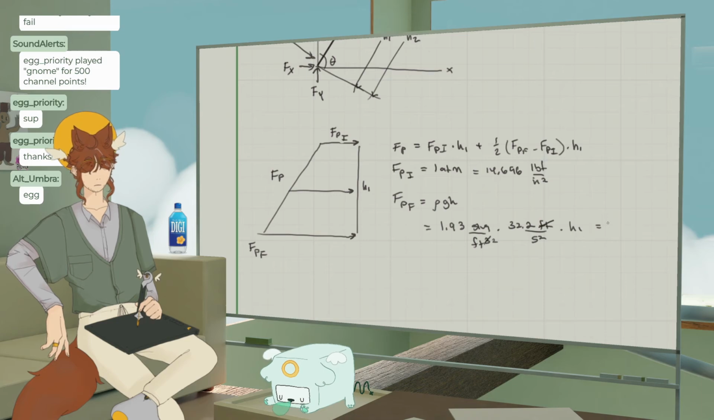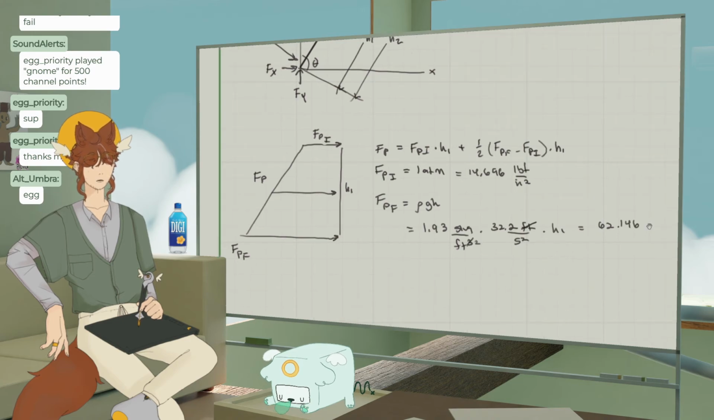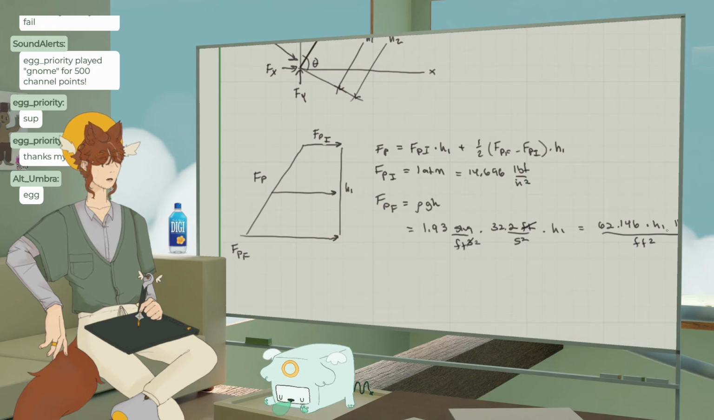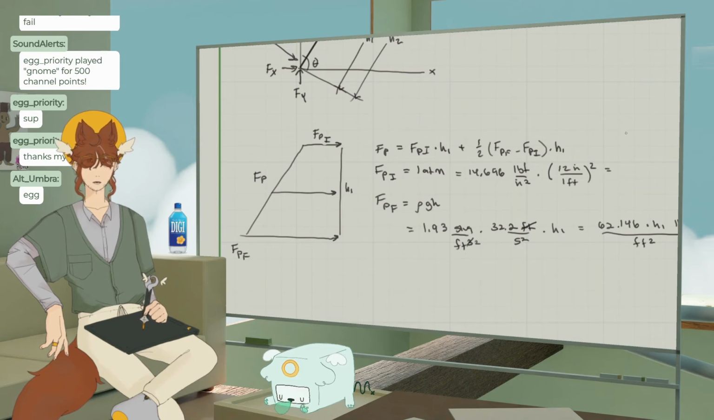So 1.93 times 32.2, 62 point... Oh, I had that in my calculations already. Pounds force, I guess I should say, times h1 per foot squared. Okay, oh, we're in feet squared. This one's not in feet squared, so we'll do that. Well, that sucks, that's gonna be a big number. Well, actually, it doesn't really suck that much.